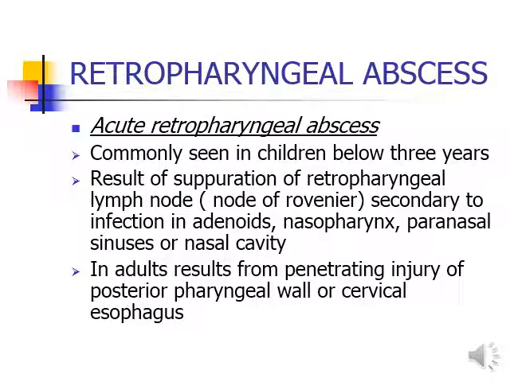And here it's due to the suppuration of the retropharyngeal lymph node, which is called the lymph node of Rouviere or lymph node of Henle, secondary to the infection of the adenoid or the nasopharynx, or of the paranasal sinuses, or of the nasal cavity.